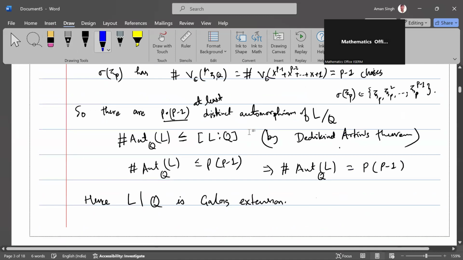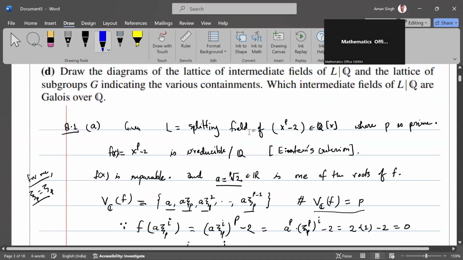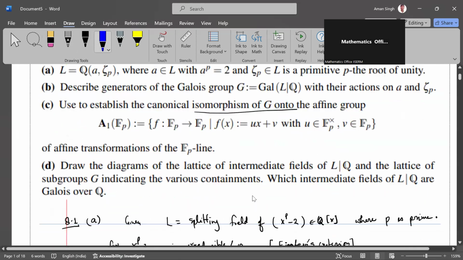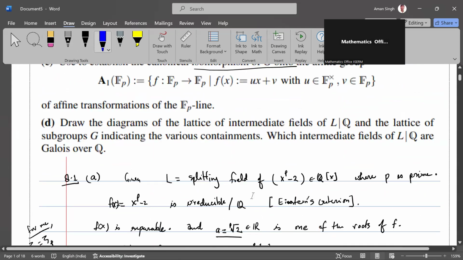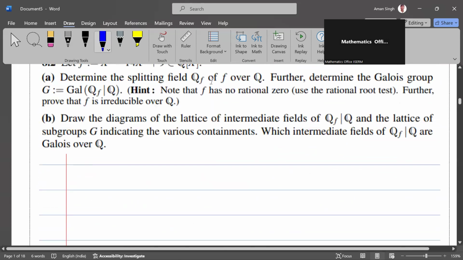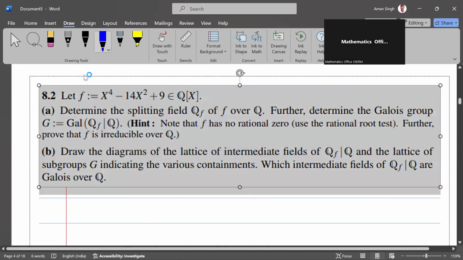Okay, so after solving this, we'll see part D. Draw the diagram of the lattice of intermediate fields of L over Q. Set it up with subgroups of G, indicating the various containments, and which intermediate fields of L over Q are Galois over Q. So this is a long question.